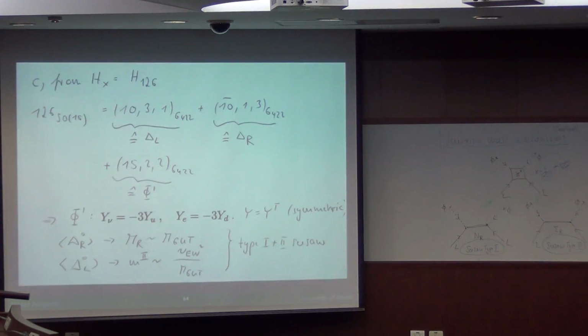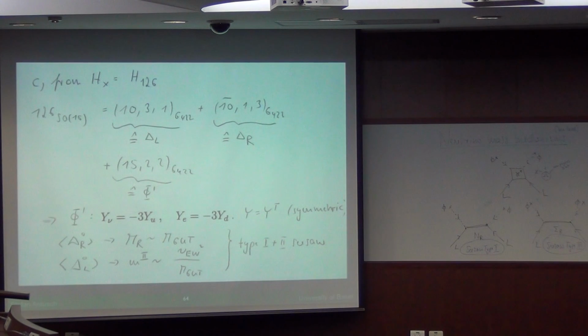Now, next thing is the 126, that's the third possibility. If you decompose this into Pati-Salam representations, what you get is a Delta L, which you know, and Delta R. So these are these triplets under the SU(2) left, SU(2) right. And we have the Higgs in the 15 representation. Okay, so this is the one which leads to this factor -3 here. The Yukawa matrices are symmetric from this. And you get, with this field here, masses for the right-handed neutrinos, as we discussed in the minimal left-right model, of the order of the grand unification scale.